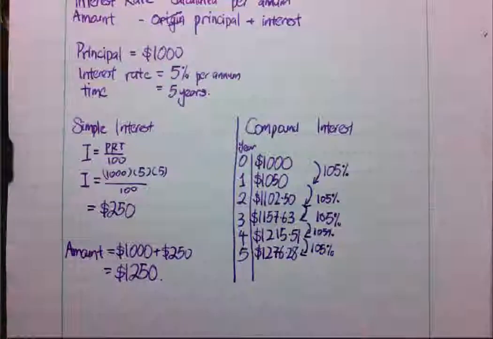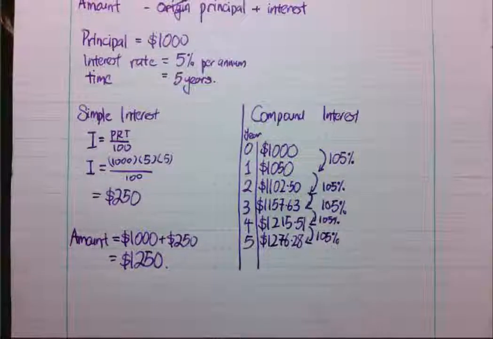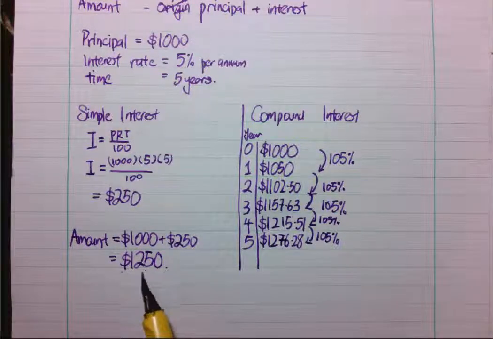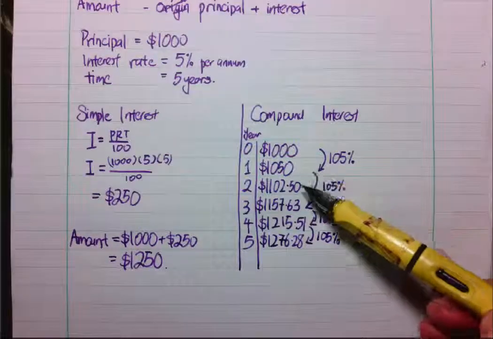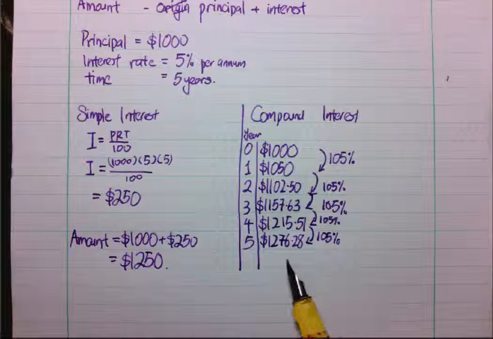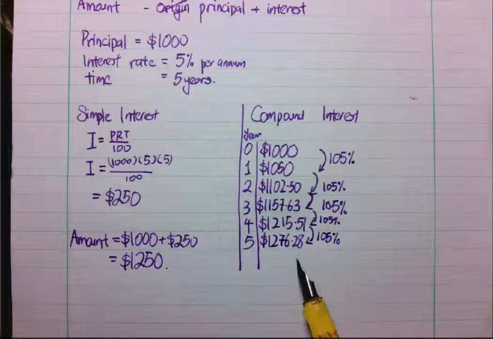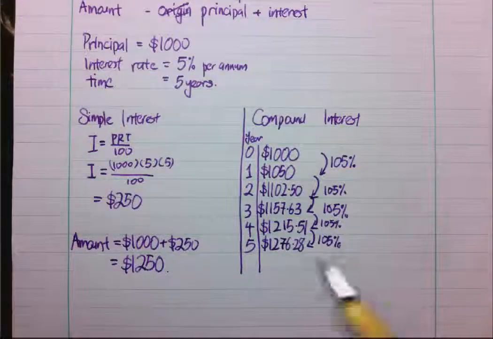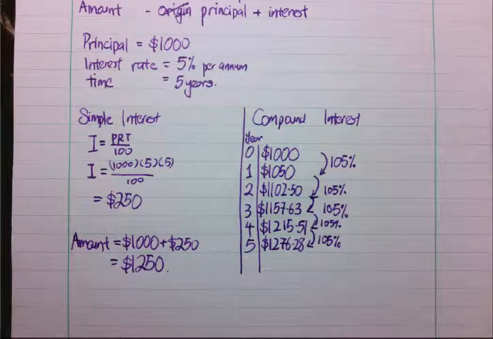Notice if you had saved your money and the bank gave you simple interest, you earn 1250. With compound interest, because the principal sum changes every year, you actually earn more money. You actually get 1276.28 for compound interest after 5 years.